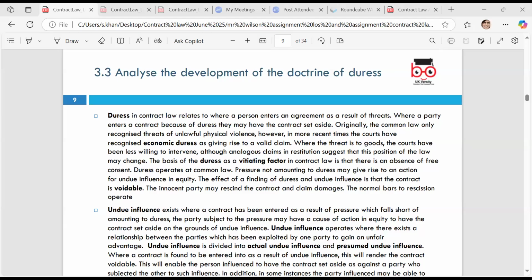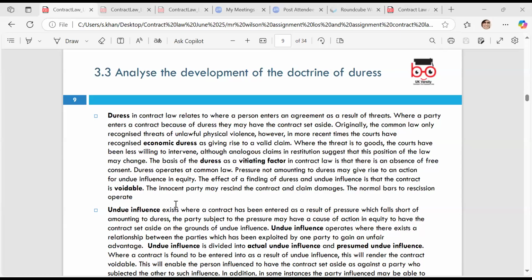Duress, as we said, involves coercion. So it could be like someone threatening another person, while undue influence involves exploitation of a relationship of trust. So give me an example of undue influence. So it's saying the exploitation of power.